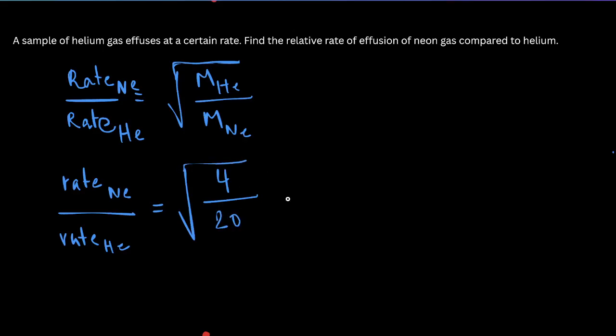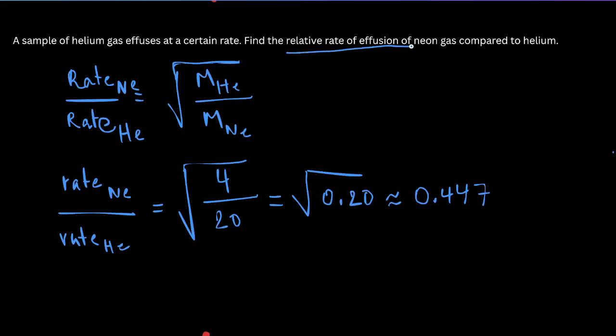This is going to be equal to the square root of 0.2, which again is approximately 0.447. And so we're saying that the rate of neon's effusion divided by the rate of effusion of helium is 0.447. And the problem is asking us the relative rate of effusion of neon gas. And so that really is this answer right here. 0.447 is the relative rate of effusion.